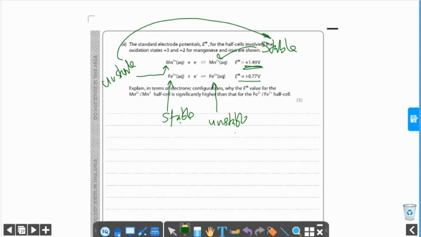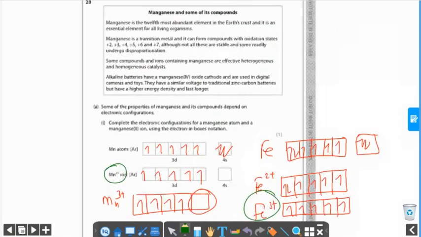Then you can write the configurations for Fe2+ and 3+. Write this. And then say Fe2+ is less stable compared to Fe3+, as it has 6 electrons in its d orbital.